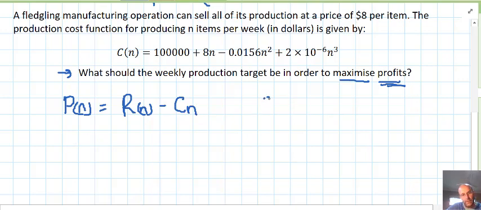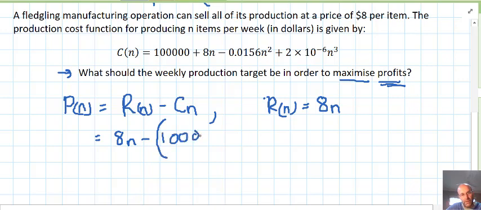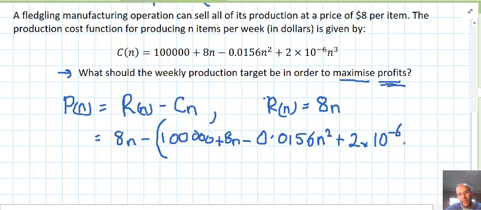And R of n is $8 per item, so it's 8n. So that means we've got 8n minus, now algebraically, be careful, we're minusing all of C of n, which is 100,000 plus 8n minus 0.156 n squared plus 2 by 10 to the negative 6, 2 millionths, n cubed. Alright, so it's 8 minus everything in brackets.